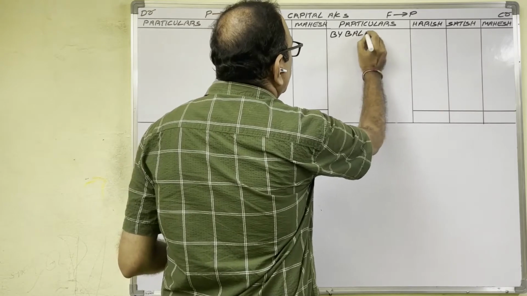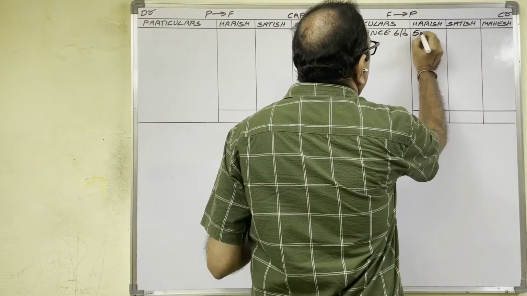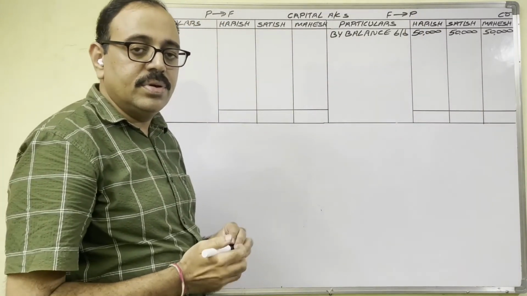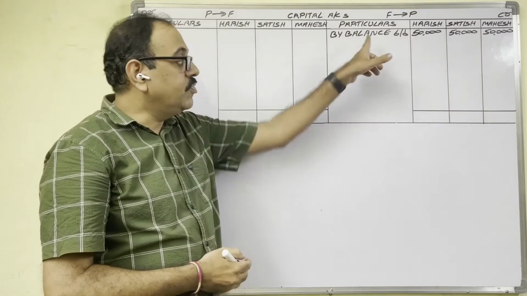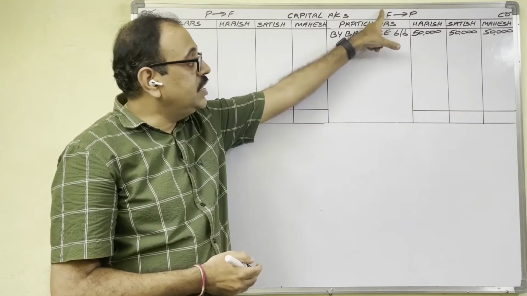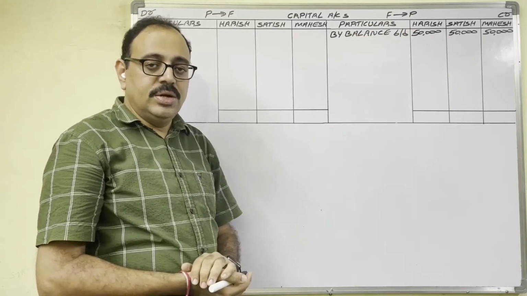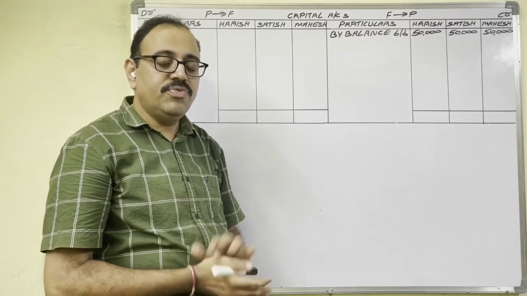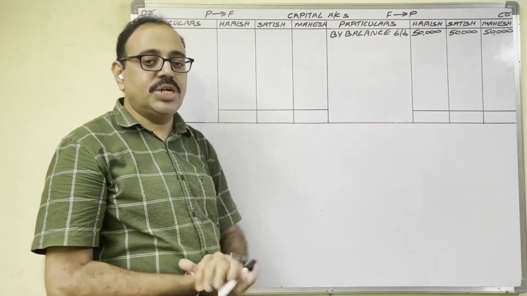What to write in the particulars column? By balance brought down, 50,000 rupees each. Why on the credit side are we writing? Capital is a liability. Liability shows a credit balance. Therefore credit side. Otherwise see this hint. Partners brought these amounts into the business. When they retire, the firm should return these amounts to the partners. No? The firm should pay to the partner at the time of retirement. Therefore we are showing it on the credit side.